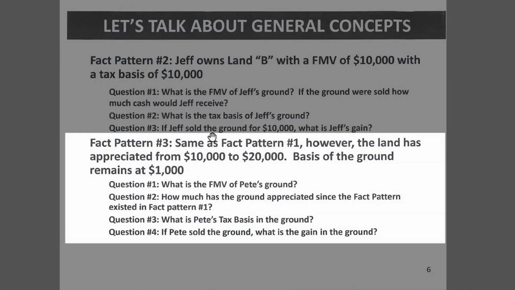Okay, same as fact pattern number 1. However, the land has appreciated from 10,000 to 20,000. Basis of the ground remains at 1,000. So what is the fair market value of Pete's ground? 20,000. How much has the ground appreciated since number 1? 10,000. What is Pete's tax basis in the ground? 1,000. And if he sold the ground, what is the gain? 19,000.